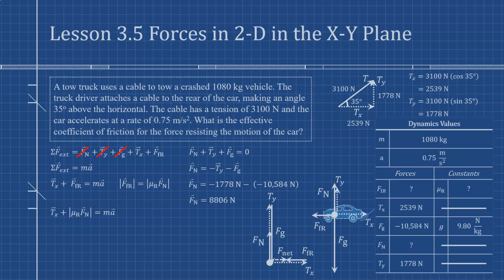Now I also noticed that in my diagram, I drew my normal force way too small. If you look at my free body diagram, it looks like the normal force is about the same size as the y component of the tension force. But as I add this to my table right by it, I notice that the y component of the tension force is only 1,778 newtons. My normal force is much larger.